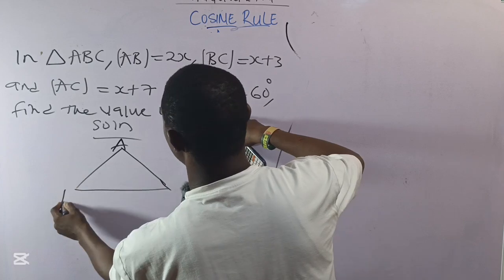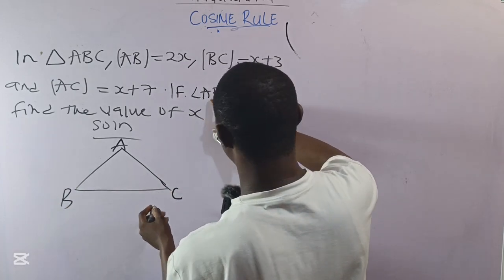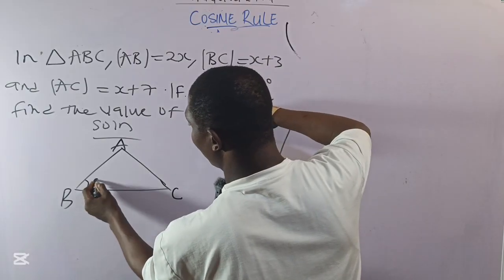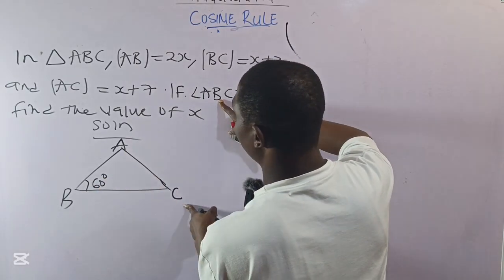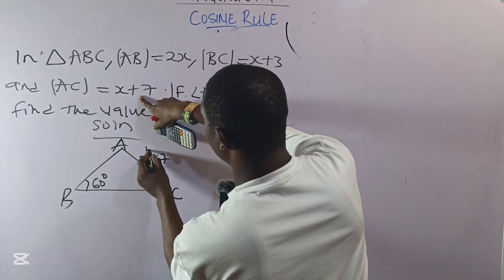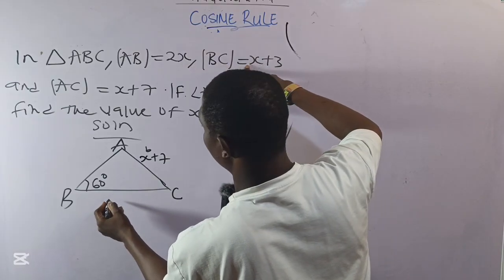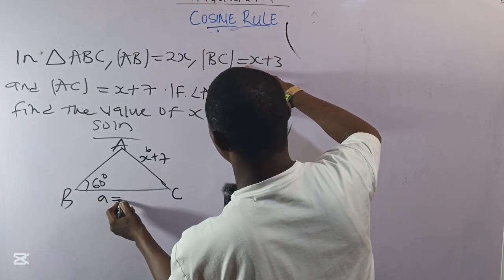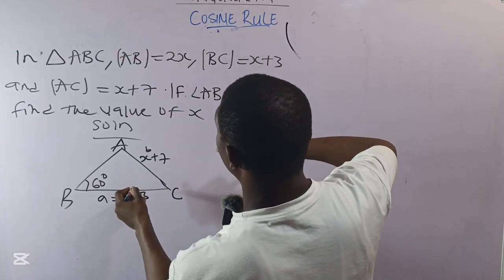Let me say this is my A, this is my B, and this is my C. Angle ABC means B has the angle of 60 degrees. Take note. AC is given as s plus 7, which equals small letter b. BC is equal to s plus 3, so small letter a, facing it, is equal to s plus 3.